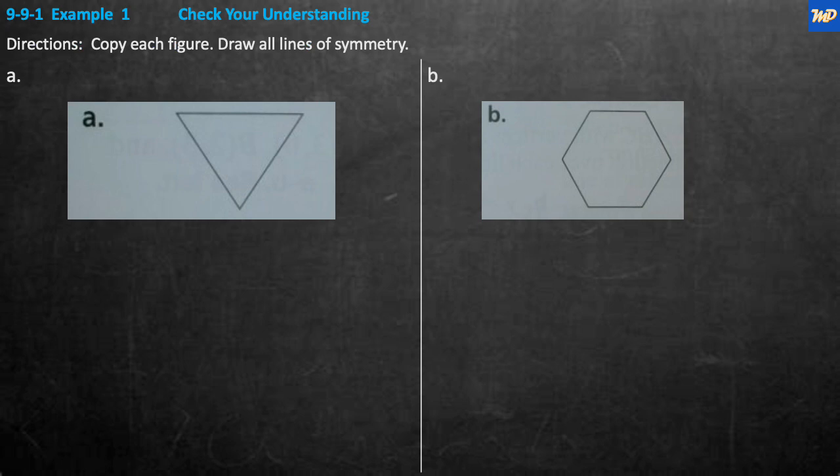Okay, example 1, check your understanding. Copy each figure, draw the lines of symmetry. Once you try it, stop the video. Figure out how many lines of symmetry are in each of these figures. So go ahead.